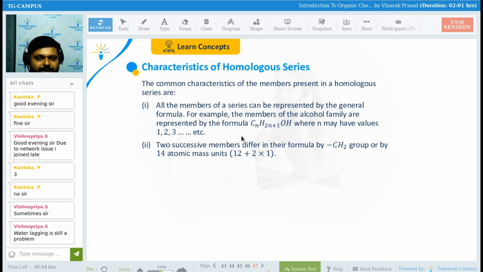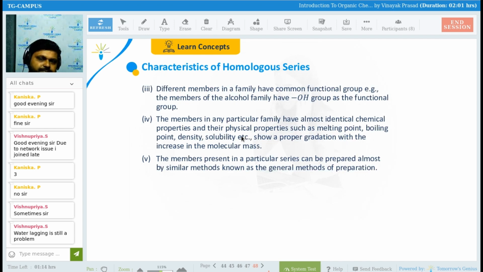Now, all the members of a series can be represented by a general formula. For example, members of the alcohol family are represented as CnH2n+1OH, the general formula for the homologous series of alcohols. Is it okay? Any doubt till here? Different members in a family have a common functional group; in this example, the OH group.